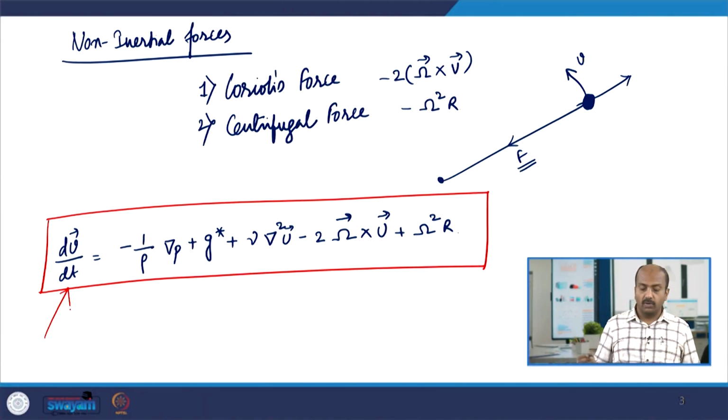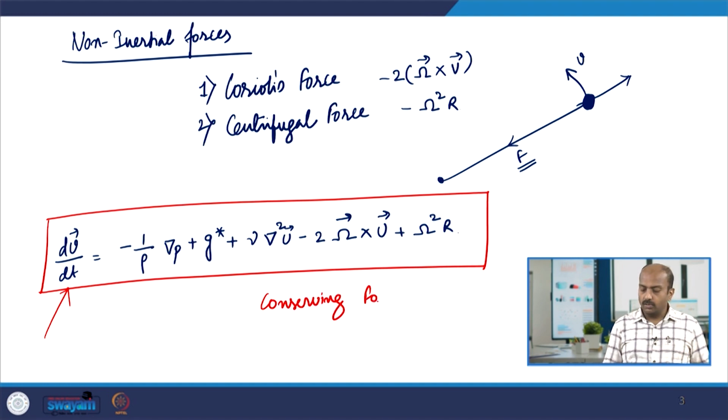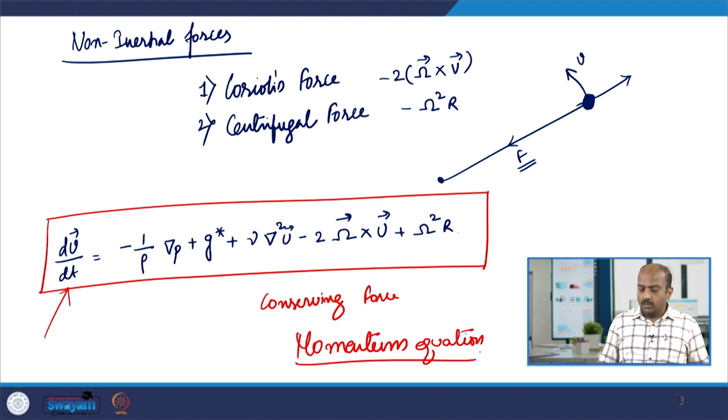Here, the left side is the acceleration, which is the force per unit mass. All other terms are indeed forces per unit mass. What is this equation? This equation came out by conserving what? Conserving force. So, this equation is called the momentum equation. We will stop here.